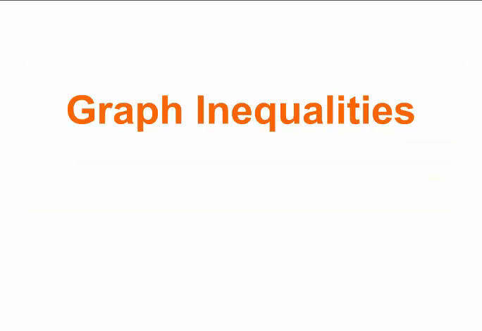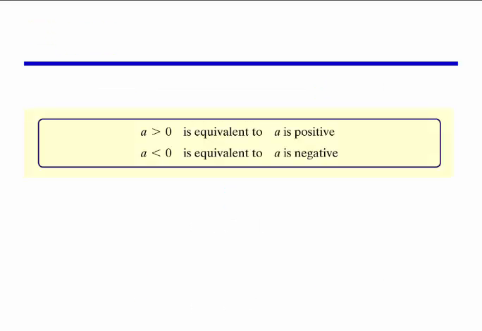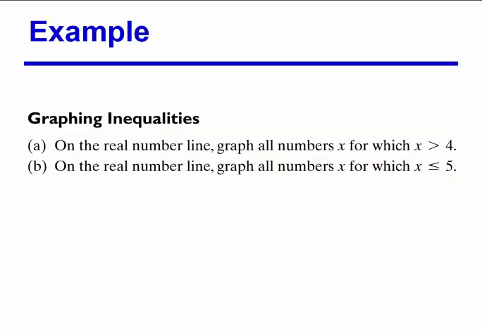Next thing we're going to talk about is graphing inequalities. So here the first one, we have A is less than B, and you can see how it is on the number line. Here A is equal to B. Again, you can see how it's denoted on the number line. And then A is greater than B. Again, you can see how it's denoted on the number line. Here, A is greater than 0 is equivalent to A being positive. A is less than 0 is equivalent to A being negative.